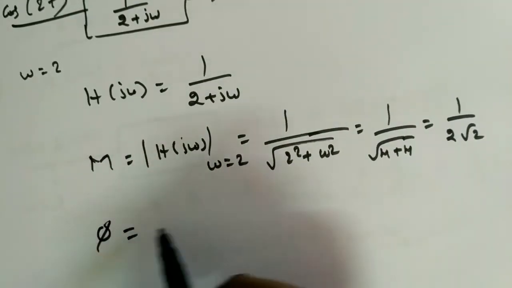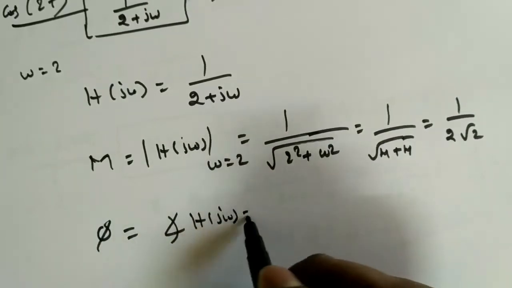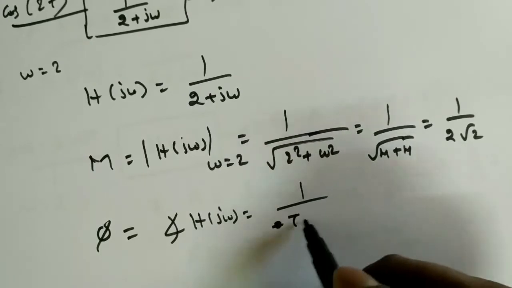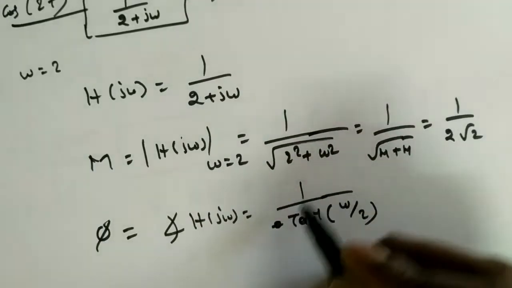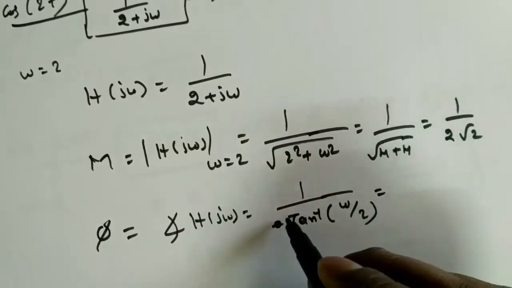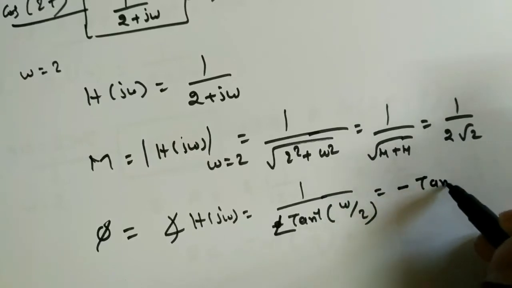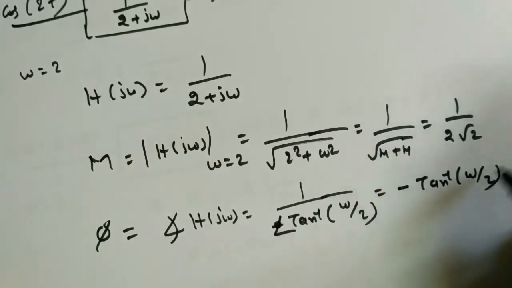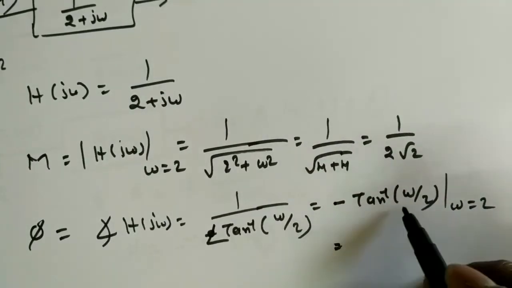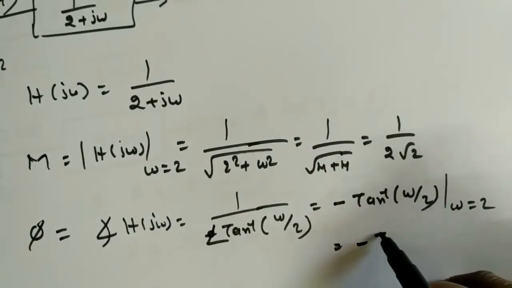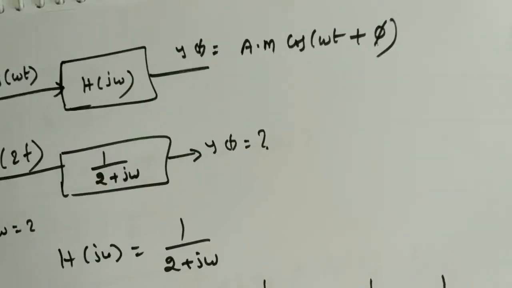Similarly, phi is equal to the angle of H of j omega, which is tan inverse of imaginary part by real part. So we get minus tan inverse of omega by 2. Omega is equal to 2, so 2 by 2 means 1. Minus tan inverse 1, so minus 45 degrees. That's it, now it's very simple.